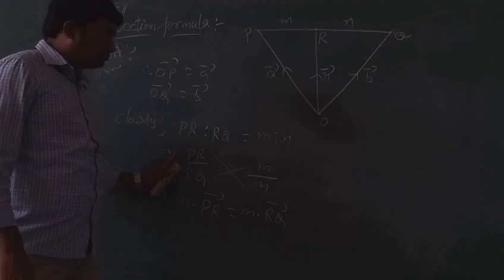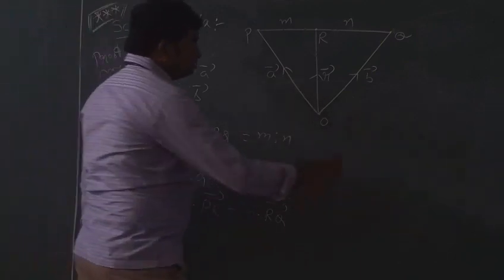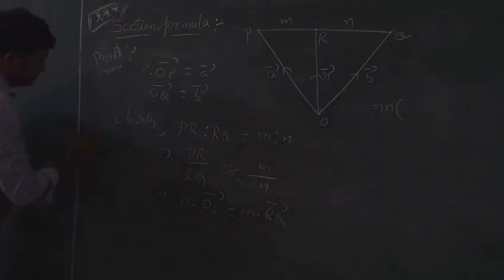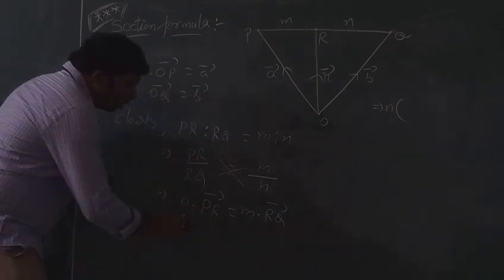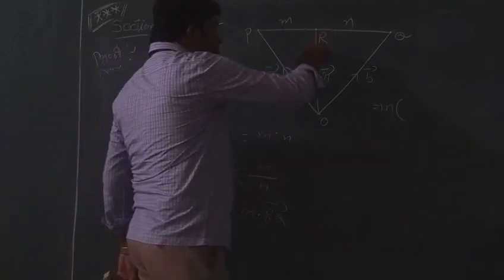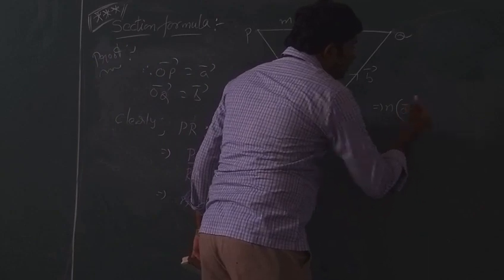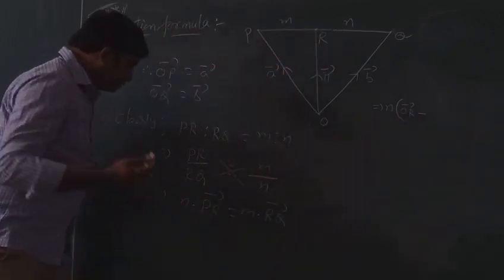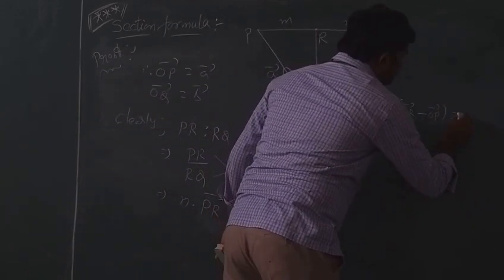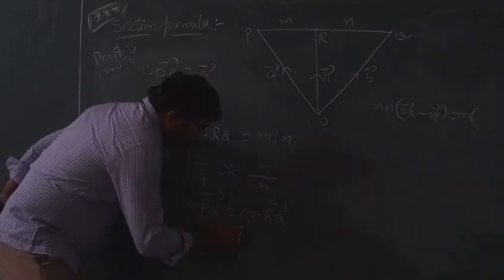Next, that implies N into PR bar. We have already completed that AB bar can be written as the position vector of the terminal minus the position vector of the initial. That's the formula. In the similar way, what is PR bar? First, the position vector of the terminal point R, which is OR bar, minus the position vector of the initial point P, which is OP bar, is equal to M into RQ bar.